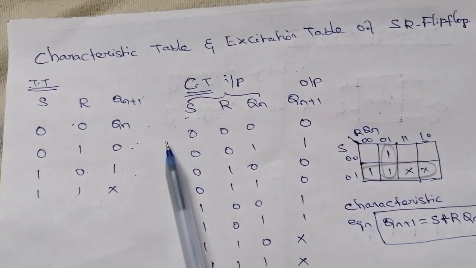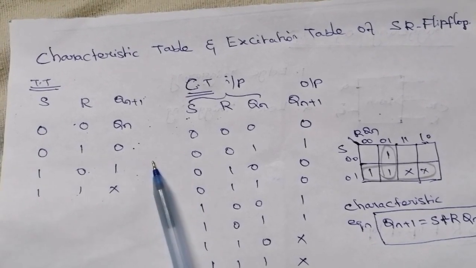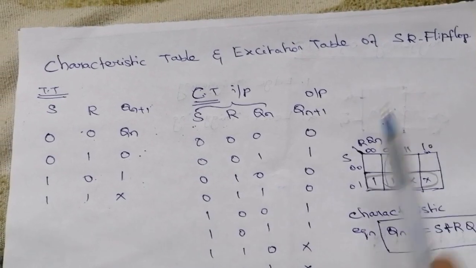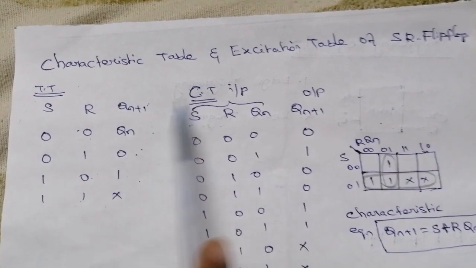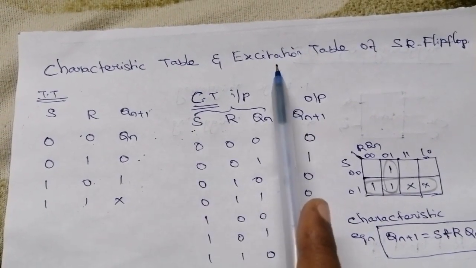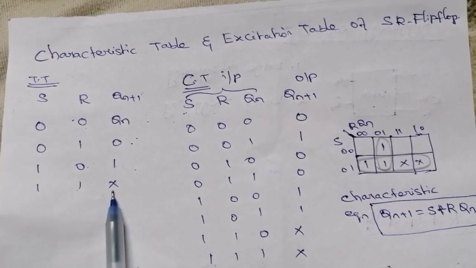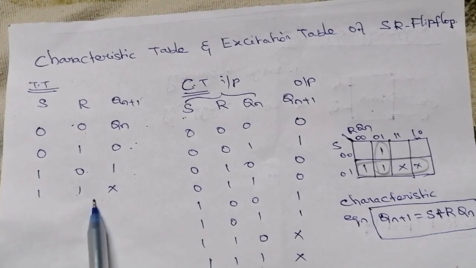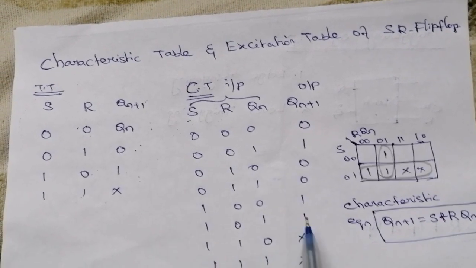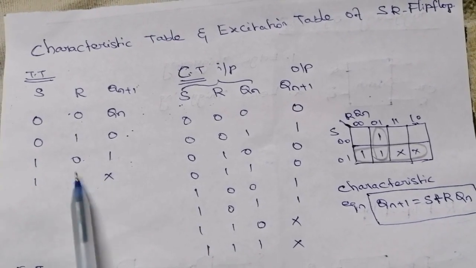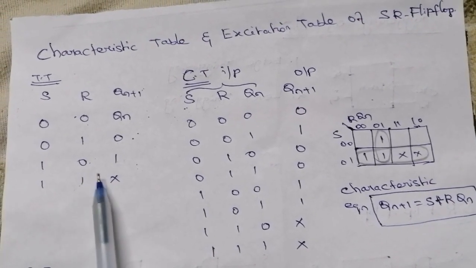Hello students, in this video I am going to discuss the characteristics and excitation table of the SR flip-flop. To make this characteristics table, first we should know the truth table of the SR flip-flop. From the truth table only, it is possible to design this characteristics table, right? I explained the truth table of the SR flip-flop in my previous video, so go and refer to it.